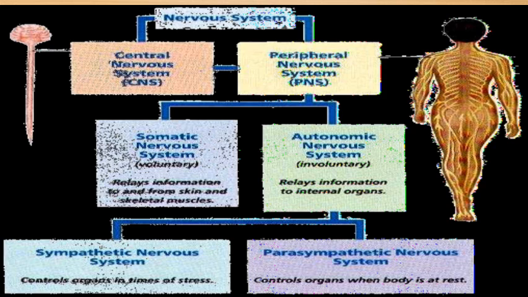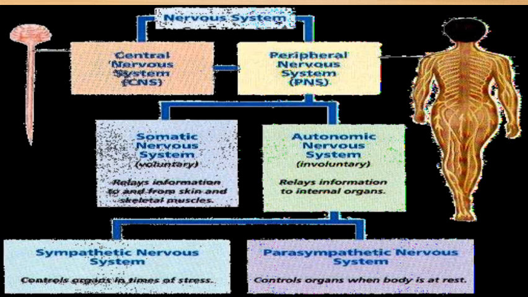Again, PNS is classified into two types. One is the somatic nervous system, another is the autonomic nervous system. Again, the autonomic nervous system is classified into two types, that is the sympathetic nervous system and the parasympathetic nervous system. So this is the overall basic classification of the nervous system.